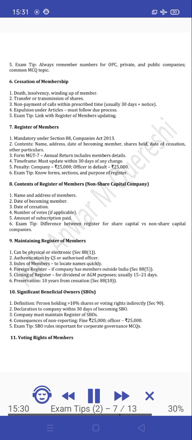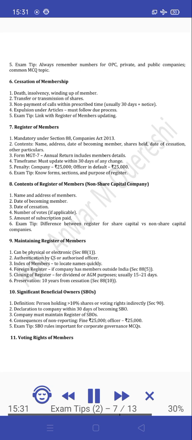8. Contents of register of members, non-share capital company. 1. Name and address of members. 2. Date of becoming member. 3. Date of cessation. 4. Number of votes if applicable. 5. Amount of subscription paid. 6. Exam tip: Difference between register for share capital versus non-share capital companies.